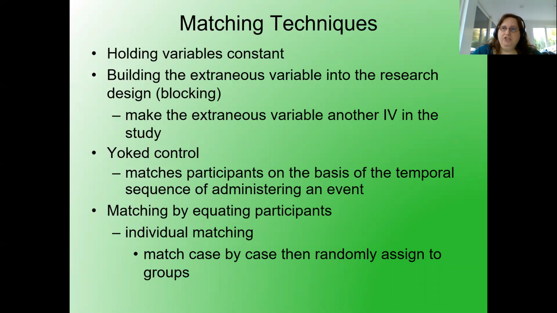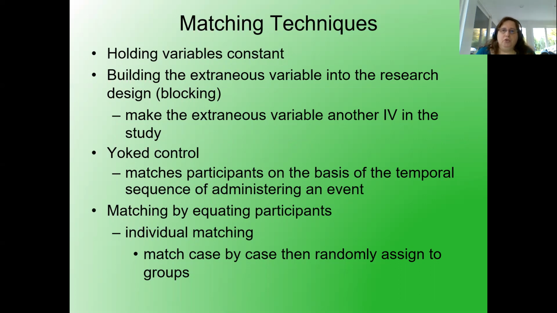So if I used matching, just as we looked at in the previous example, I might want to look at IQ. I might want to match my groups on IQ, and I might even do that by building the extraneous variable into the research design, by blocking it out, by making sure I have an equal number in each group, okay, with similar IQ. All right, so I could make it another IV, but the thing is, you only want to do that when it's really of interest. Only if that variable is of interest, because there is a cost to doing it. So let's talk about some other options.